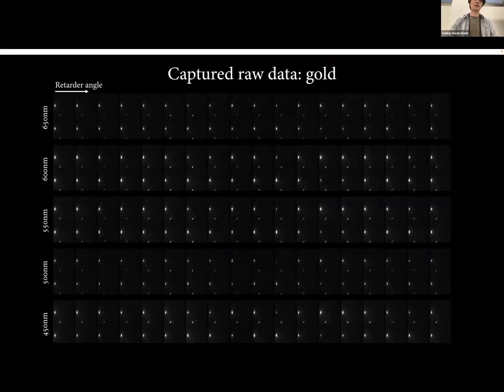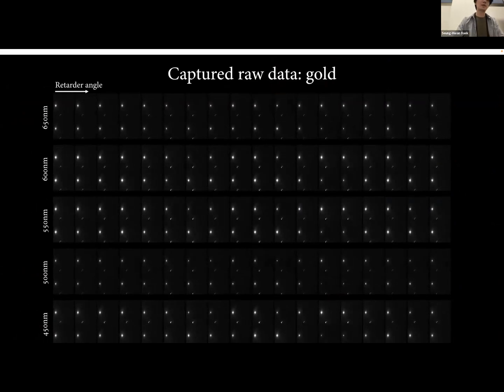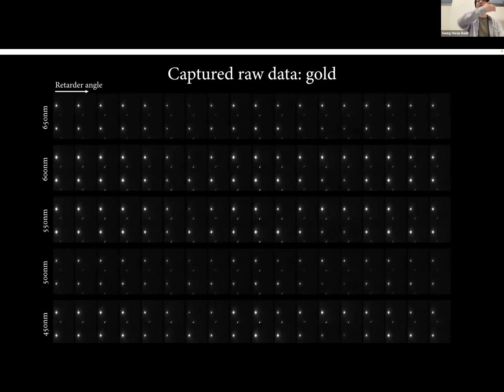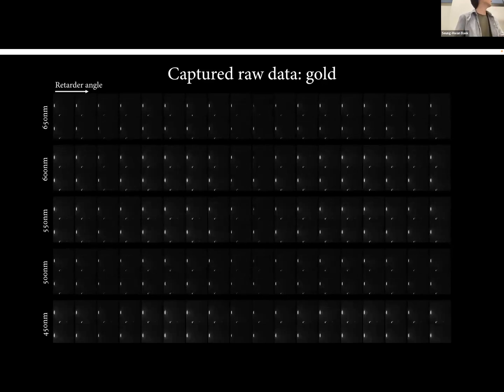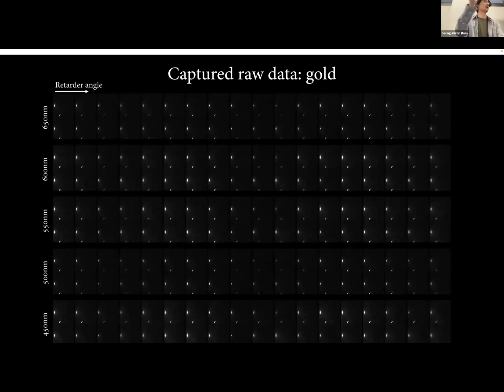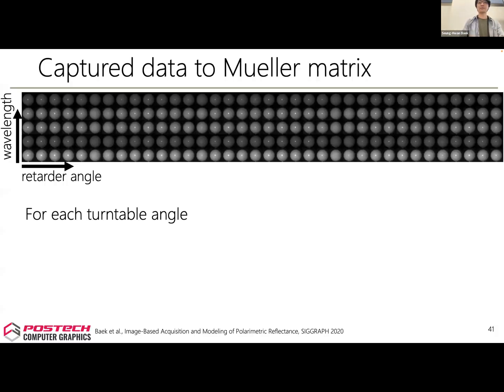This is an example of the captured video for a gauge sphere. Here, the 5 different rows represent the different wavelengths of light, and the columns show the retarder angles, and we rotate the illumination arm from the opposite side to the front. So this is the captured data, and how to estimate the PBRDF of this material is very simple.